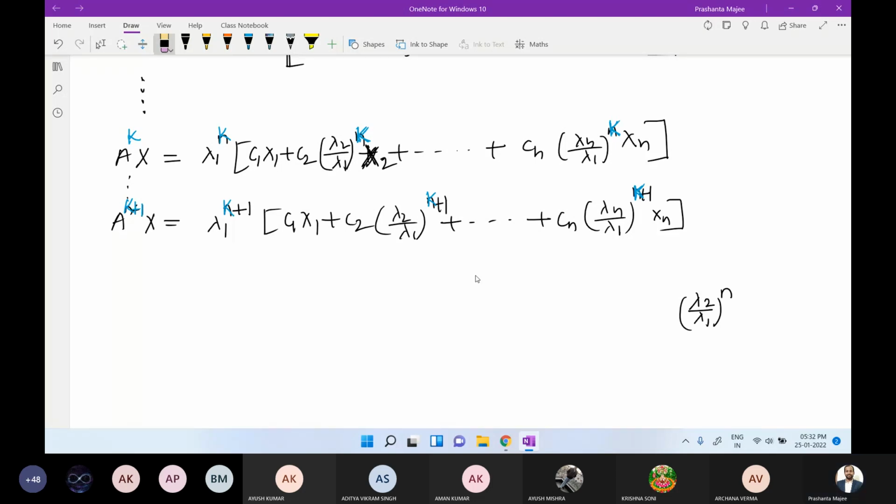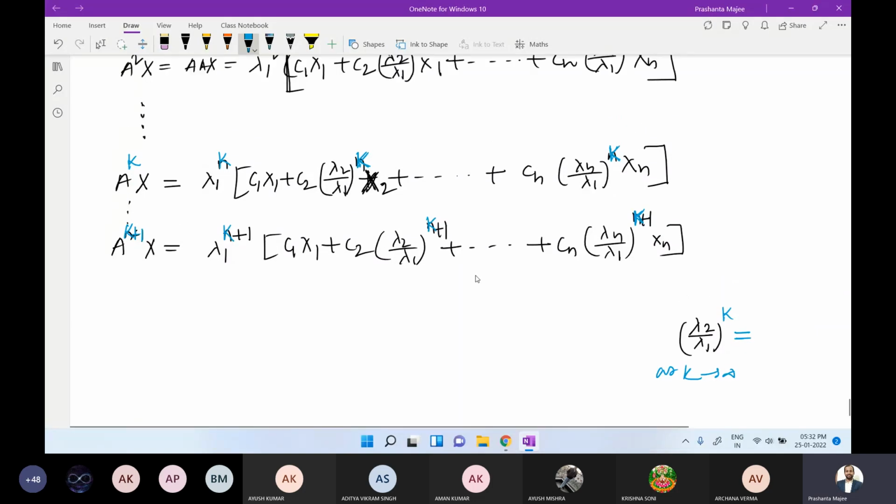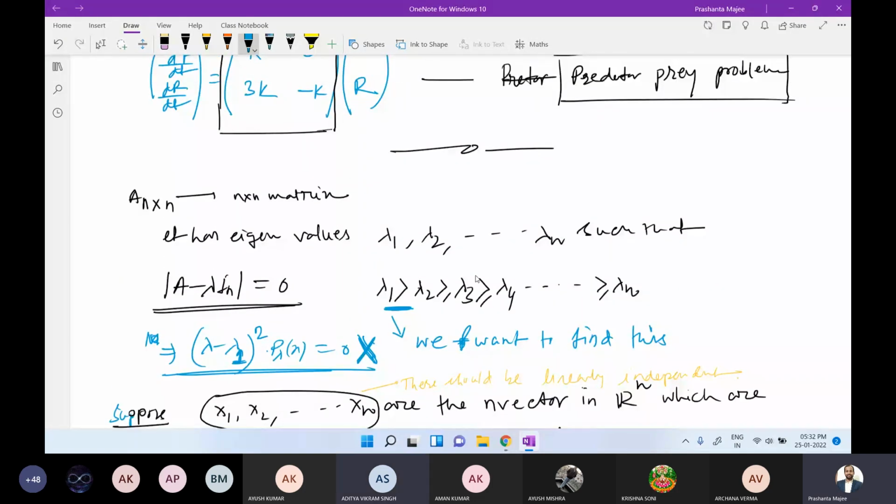What will be happening to this expression as k tends to infinity? What it will be? You look at the relationship between the eigenvalues. Lambda 1 was greater than or equal to lambda 2, greater than or equal to lambda 3, greater than or equal to lambda 4, and so on. So lambda 2 by lambda 1 is less than 1. Lambda 3 by lambda 1 is less than 1. Lambda 4 by lambda 1 is less than 1. All these values are less than 1.